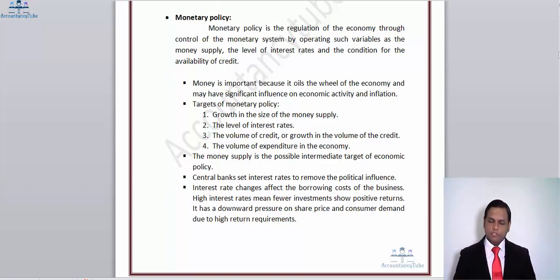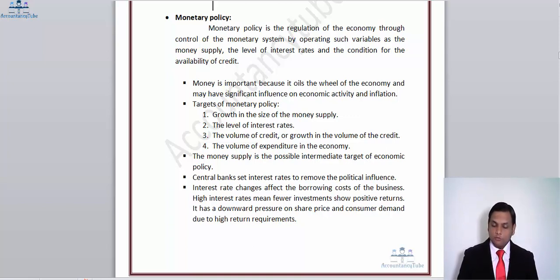Then we have the volume of expenditure in the economy. Such measures, which I've just discussed, will increase the expenditure in the economy. As more and more money is spent and more money is earned, this creates a rotation of money in the economy which benefits all. Then, because the money supply is a possible intermediate target of economic policy, again, it is not the main target but it could be an intermediate target.